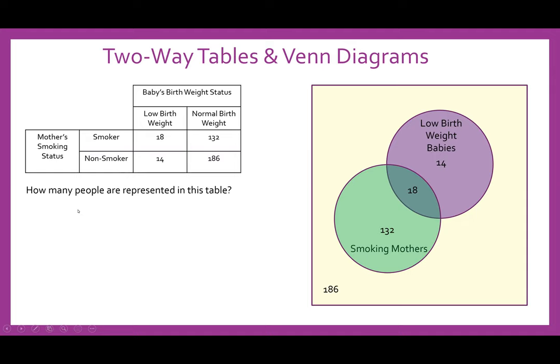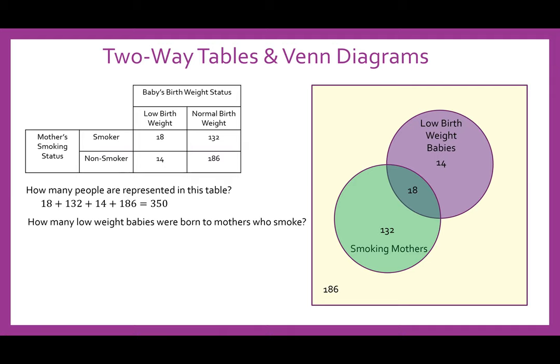So if I wanted to know how many people, by people I guess it's babies, are represented in this table, what I want to do is just add up all the entries here. So adding them all up, I get 350. So 350 baby people are represented in this table.